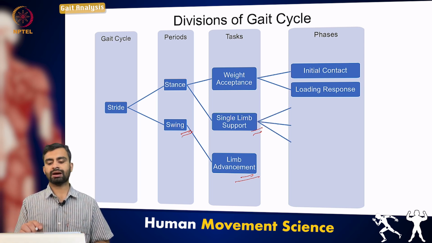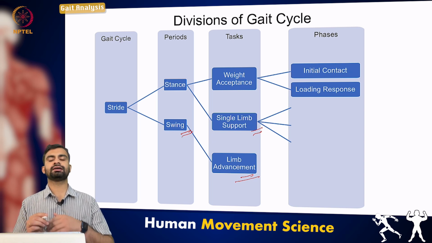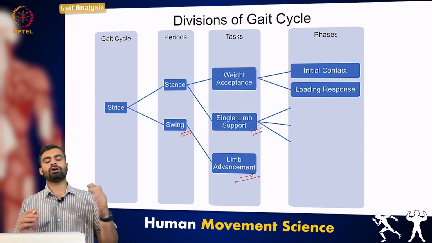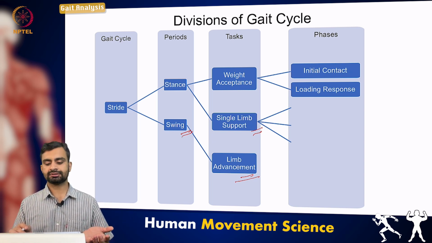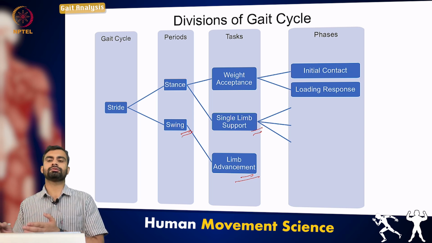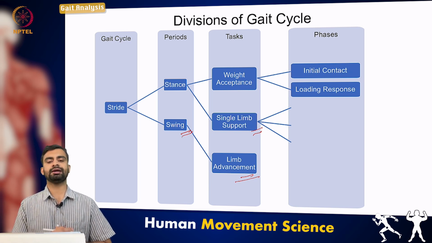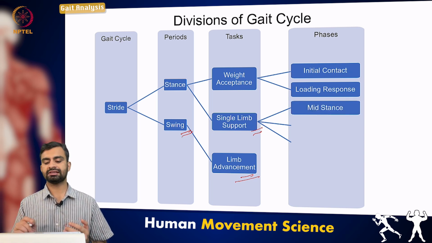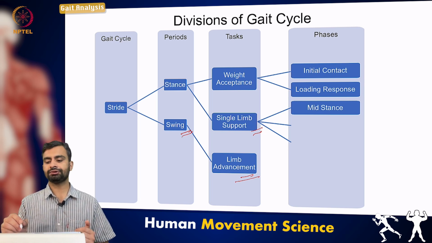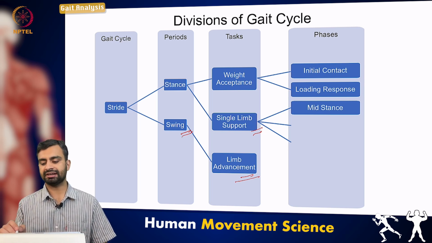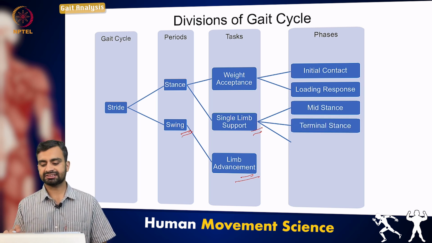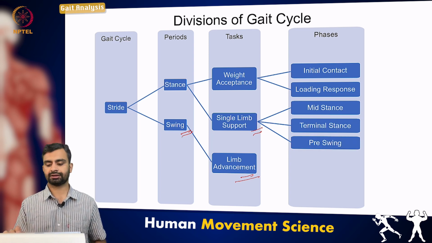This is followed by the single limb support phase, where the contralateral or opposite limb is in the air and the whole body weight is supported by one limb only. This is further divided into 3 phases, which are mid stance, terminal stance and pre-swing.